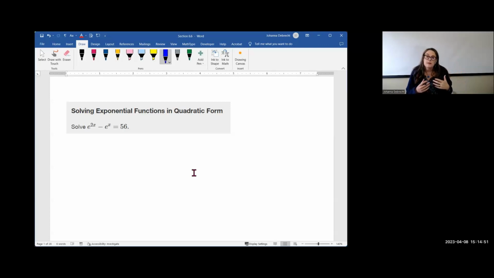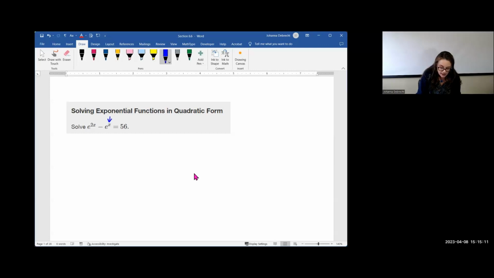This is what we call something quadratic in form, which we've seen before this semester. This time it is quadratic in exponentials. So it's not really a quadratic equation, but it behaves like one or takes on the pattern of one. So how do I know it's quadratic in form?